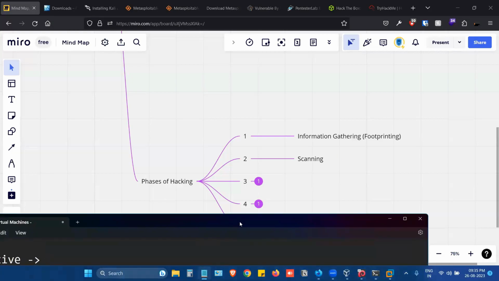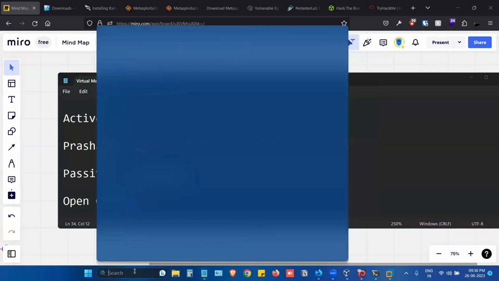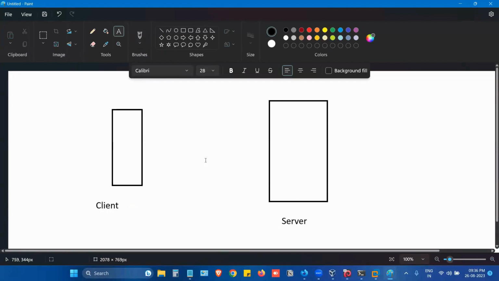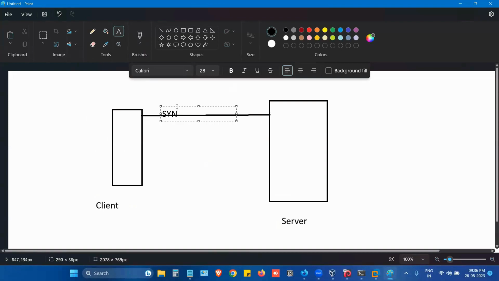So there would be a question: how does the scanner identify whether a port is open or closed? To understand this, let me draw a diagram for you. Here, this one is a client and this one is a server. Now when the communication happens, at the start, the client sends the SYN packet, that is basically synchronize, to initiate the connection from the client to the server. This is kind of a hello. Suppose you are calling your friend, then to initiate the connection, you will say hello. And in response, if your friend says hello, that means the connection was established successfully. So in response, you will get one more packet.